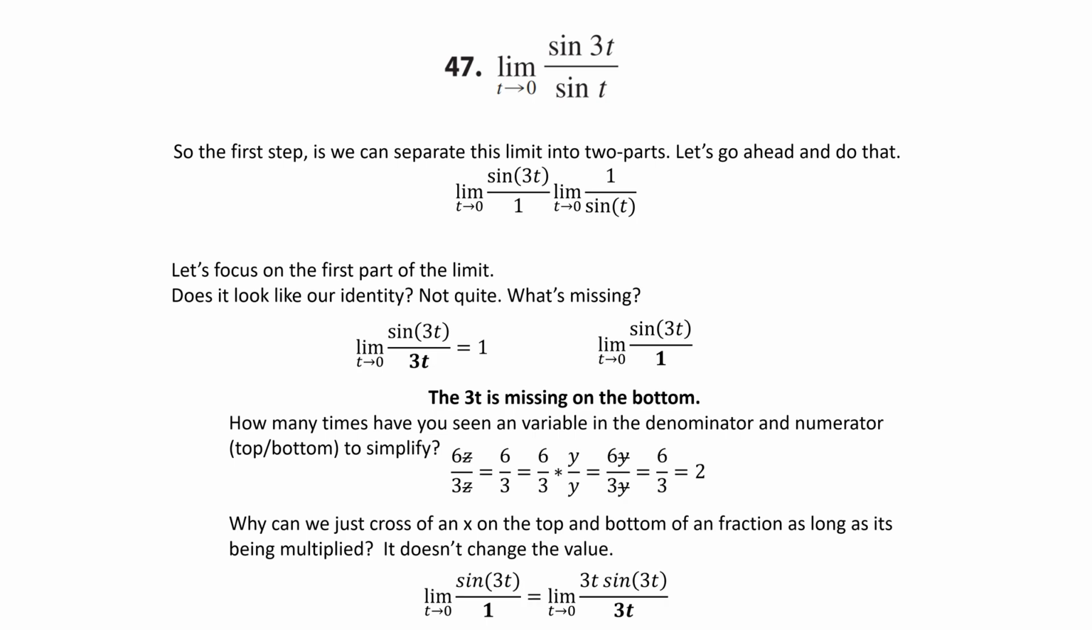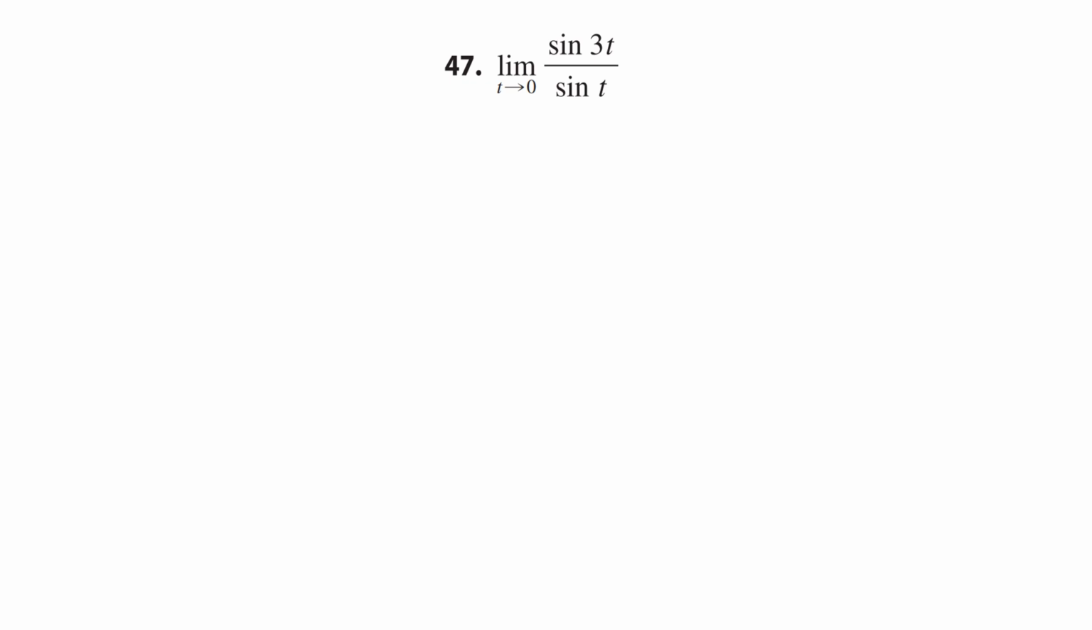It doesn't change the value. So I'm going to use that trick here, and I'm basically going to multiply the top and the bottom by 3t. And the reason I picked 3t is because when we look at our version on the left, it had that 3t on the bottom, and I wanted to make a 3t appear on the bottom like a math magician, just pulling it like a rabbit out of a hat. That's a trick you're probably going to have to use all the time in these sine limits, so keep it in mind. Okay, so there you go.